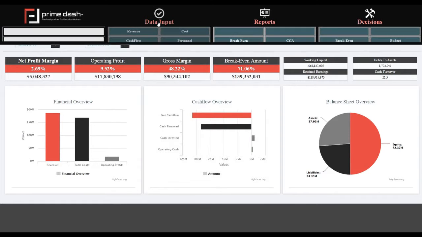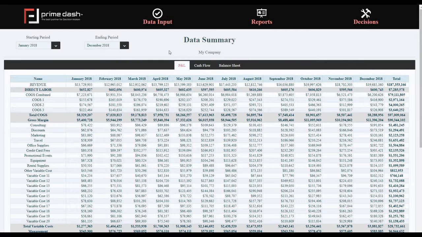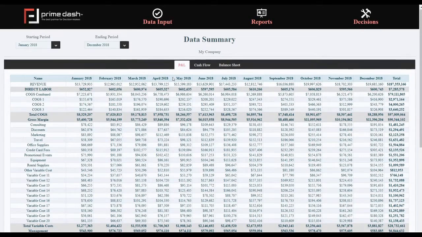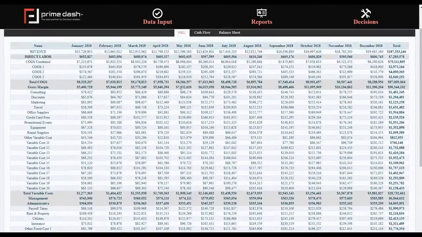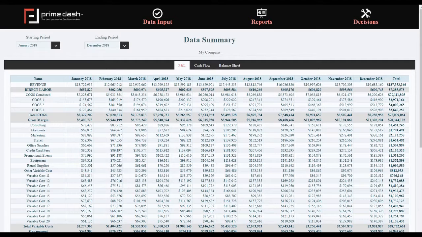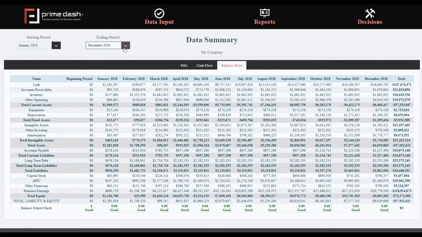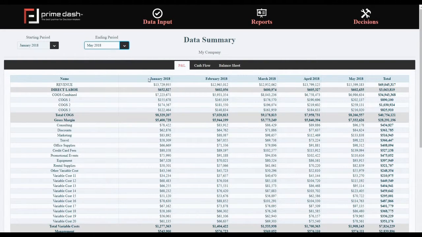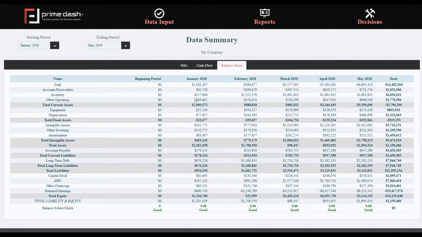Summary overview. Once your raw data is entered, Prime Dash will automatically provide you with the 3 standard financial statements, including your profit and loss statement, your cash flow statement, and your balance sheet statement. Note that Prime Dash doesn't give you the option to add your balance sheet information because it does it automatically using the data you provided.